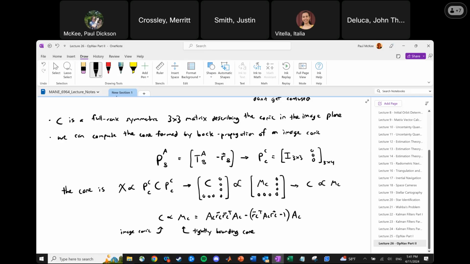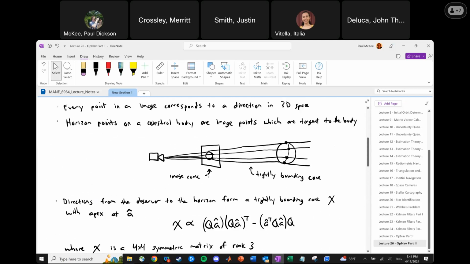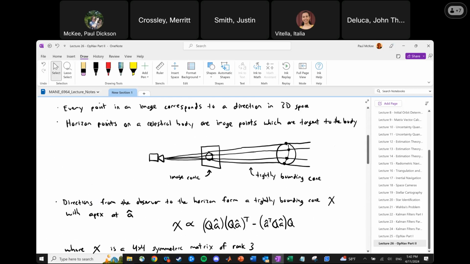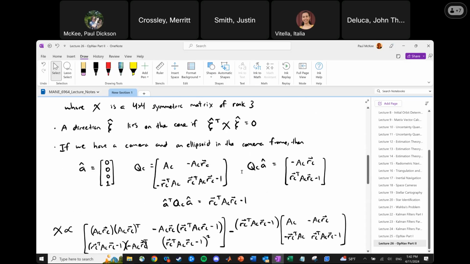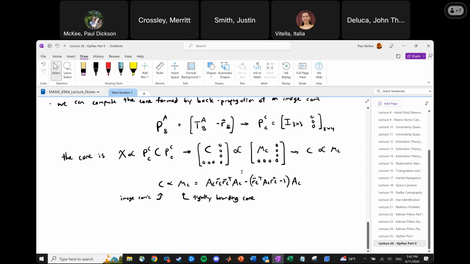All right. This seems like common sense. Like if we go back up to our diagram for a second here, it seems to me like if we understood the image conic, we would understand the tightly bounding cone. But now we actually have mathematical proof that if you know one, you know the other. They are essentially the same information expressed in different ways. So I'm going to pause here for a second.